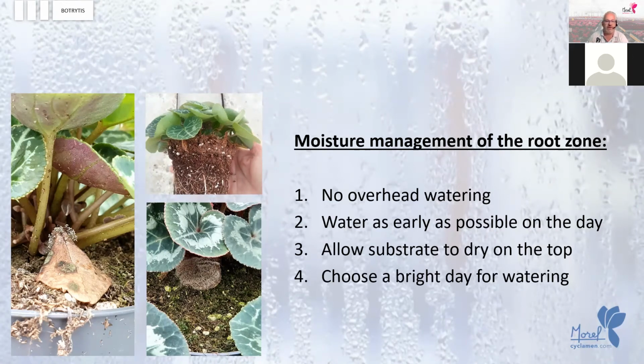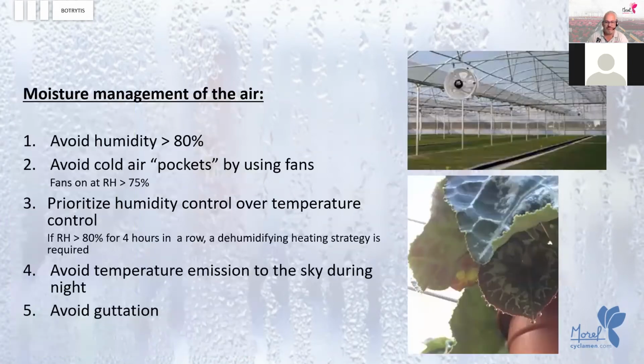On the contrary, if there would be water in that top zone and a cotyledon sits there and is starting to die off, the chances that it gets infected by botrytis would only increase. So that's that about the watering and moisture control in the root zone.